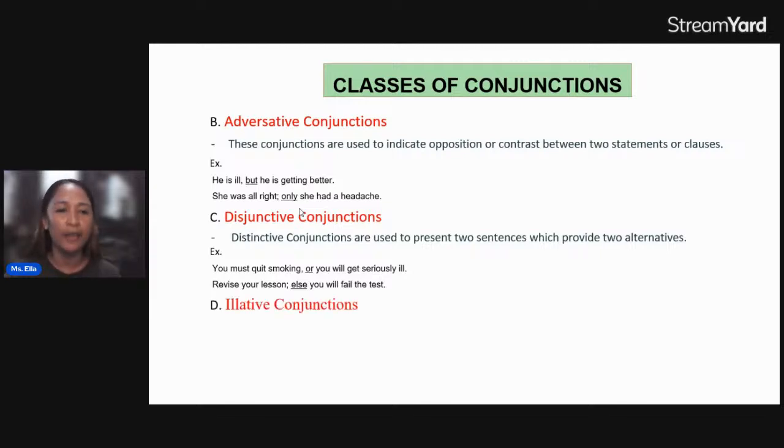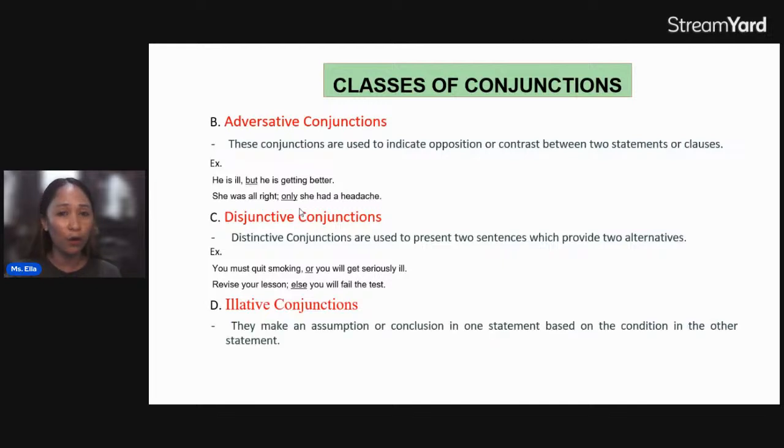Okay, next for letter D, we have illative conjunctions. So illative conjunctions make an assumption or conclusion in one statement based on the condition in the other statement. Again, they make an assumption or conclusion in one statement based on the condition in the other statement.